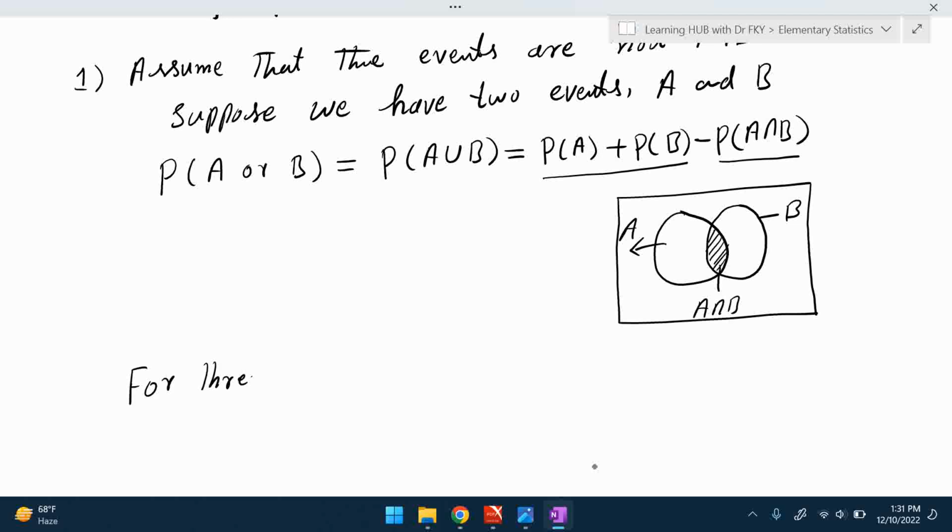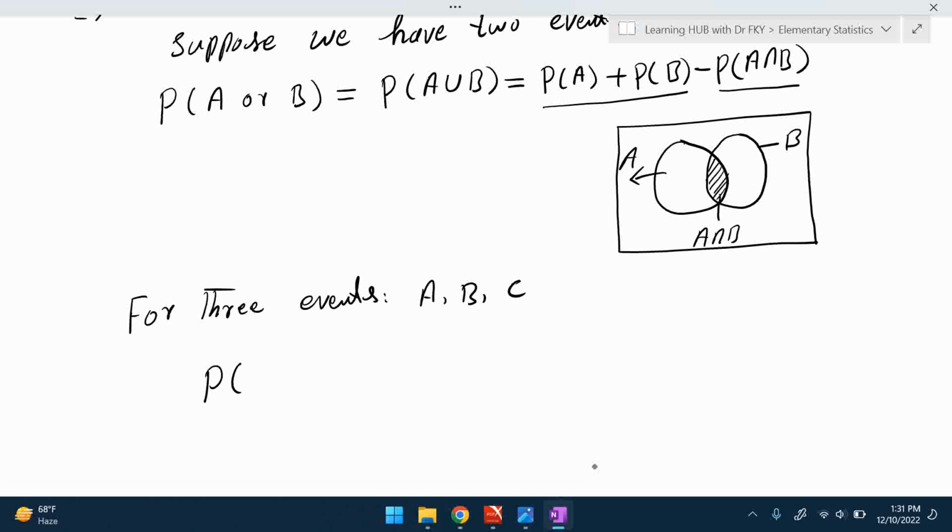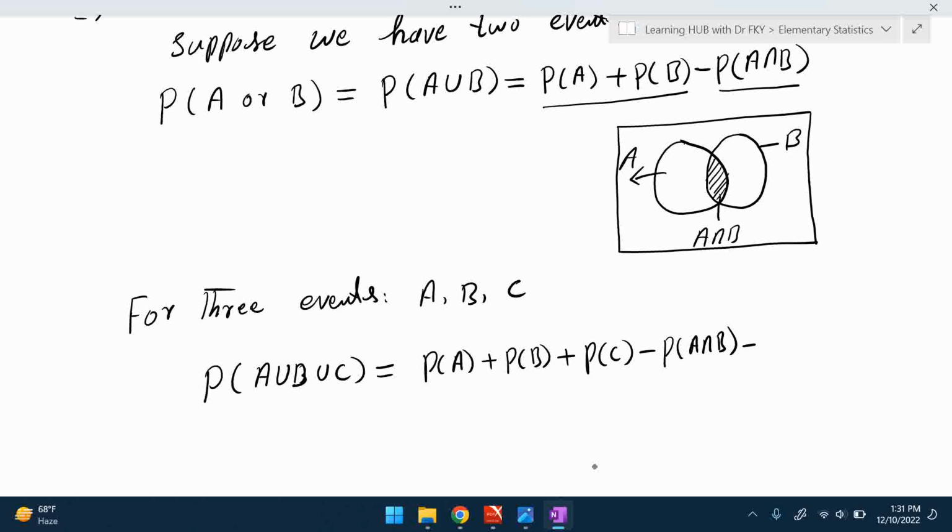For three events, let's suppose you have three events A, B, and C. So the rule is now: probability of A union B union C is equal to probability of A plus probability of B plus probability of C, minus probability of A intersection B, minus probability of B intersection C, minus probability of A intersection C, plus probability of A intersection B intersection C.